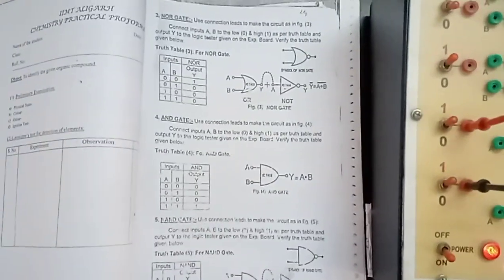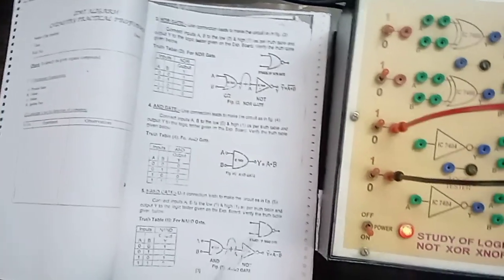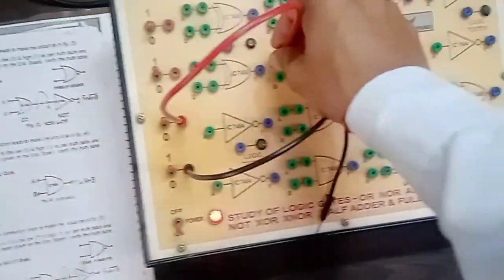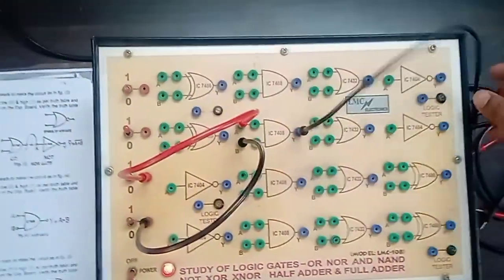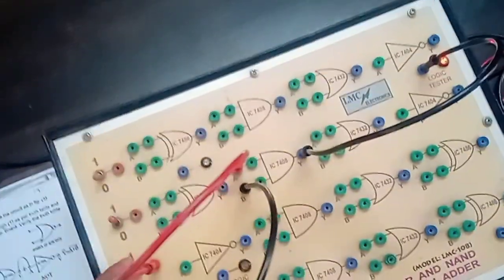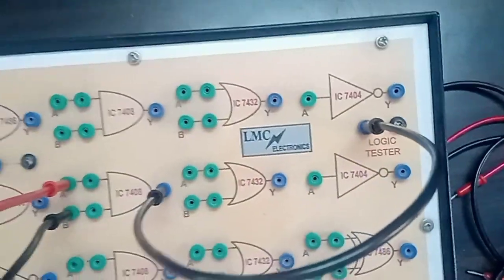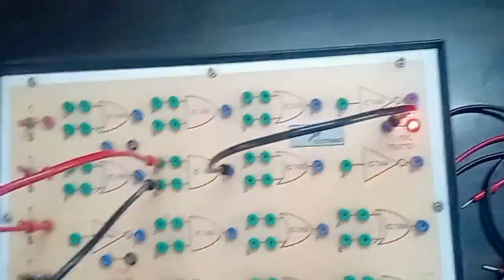Now we will move towards the AND gate. For the AND gate we also use two input terminals, and this is your AND gate, and now connect to the output. Then we see at 0 and 0 this is 0, at 0 and 1 this is 0, at 1 and 0 this is 0. Only at 1 and 1 will we get the output, okay. So now the AND gate is also verified.